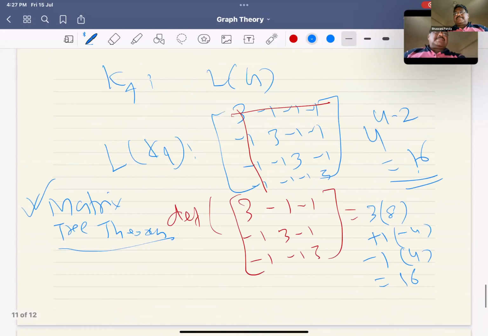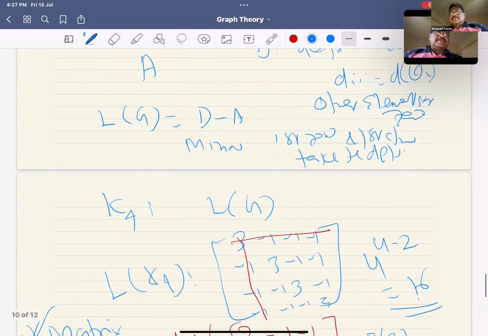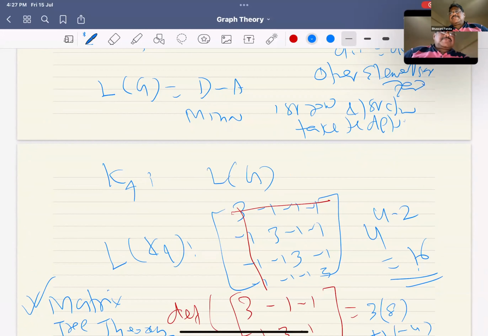Excuse me, sir, you are saying that any minor of this Laplacian gives the same value? Yes, the determinant of any minor of the Laplacian is the same. We have to consider order n minus 1: remove any one row and the corresponding column. So it is true for any minor of order n minus 1.